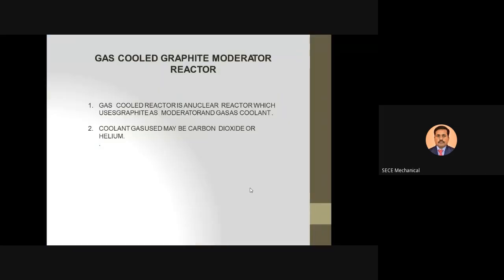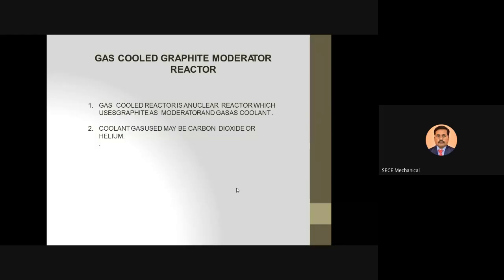Next, we are going to discuss the gas cooled reactor. In the gas cooled type reactor, graphite is used as a moderator. Reactors are categorized based on what type of moderator we are using and what type of coolant we are using. Based upon that, we categorize different types of reactors. So the next advanced type of reactor is the gas cooled graphite moderator reactor.